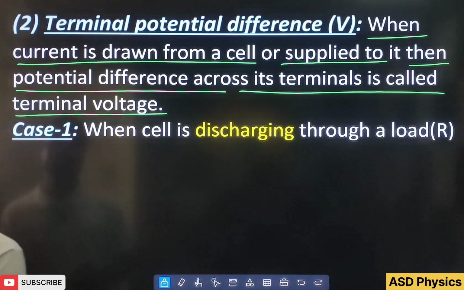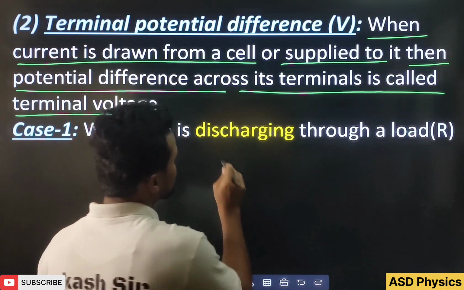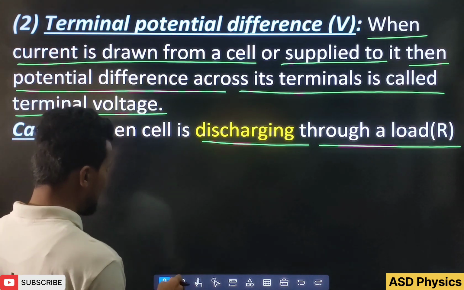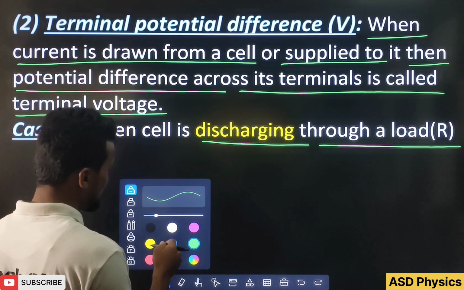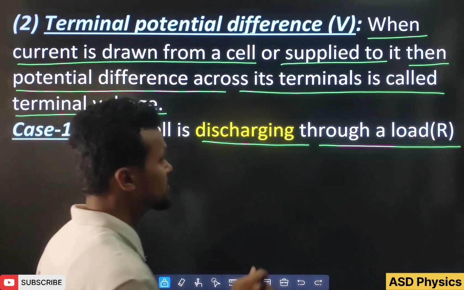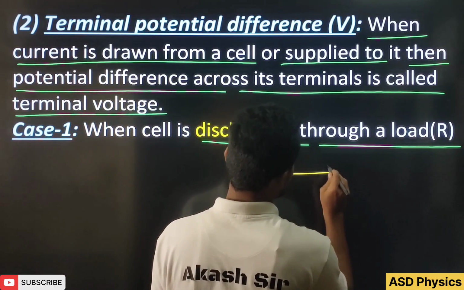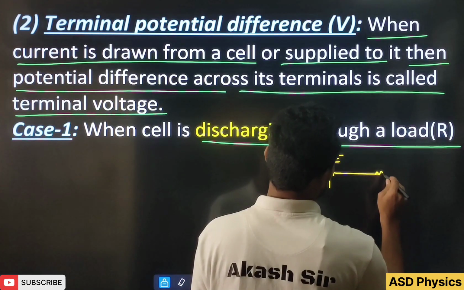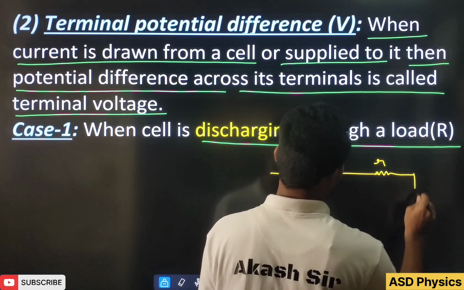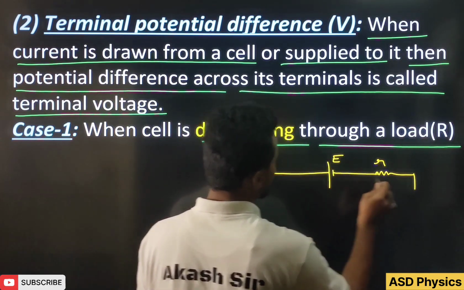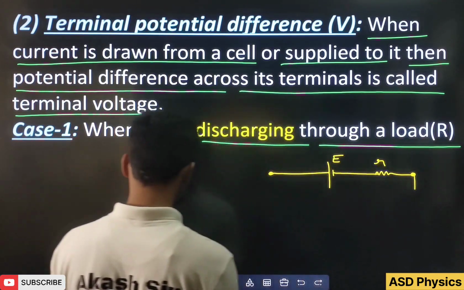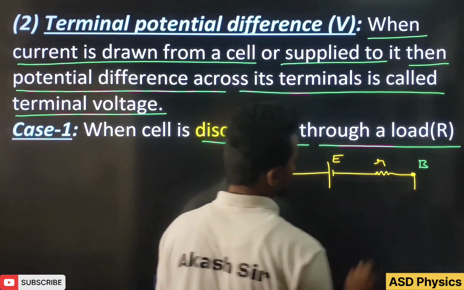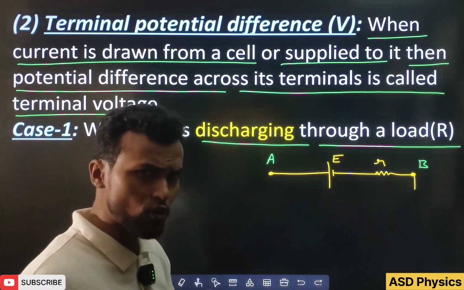Okay, so see here, the first case, when cell is discharging through a load. Whenever we are telling cell, remember that here EMF and internal resistance we have to draw. Okay, so here students, I have drawn one cell and its EMF is E. Okay, and internal resistance is R. Okay, and this is the terminal of the cell. This is A, this is B. We have to calculate potential difference across points AB.